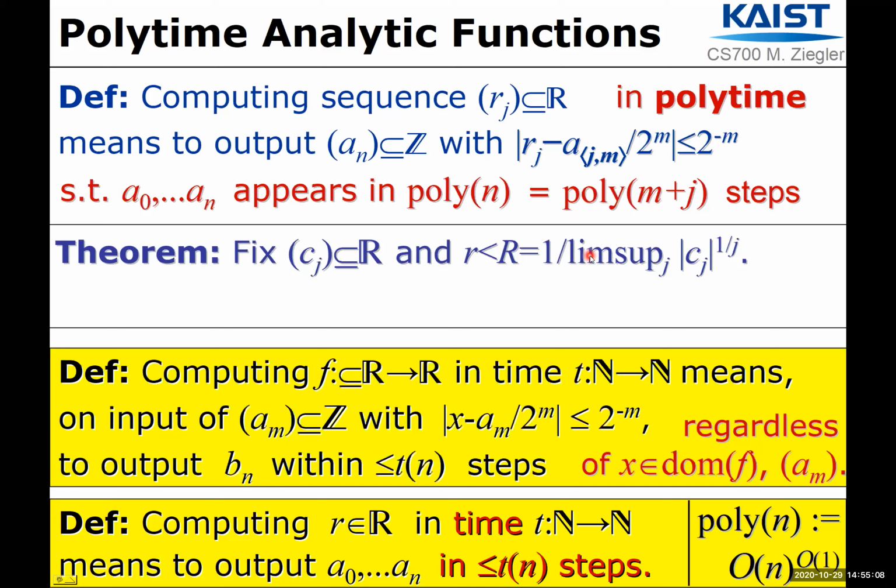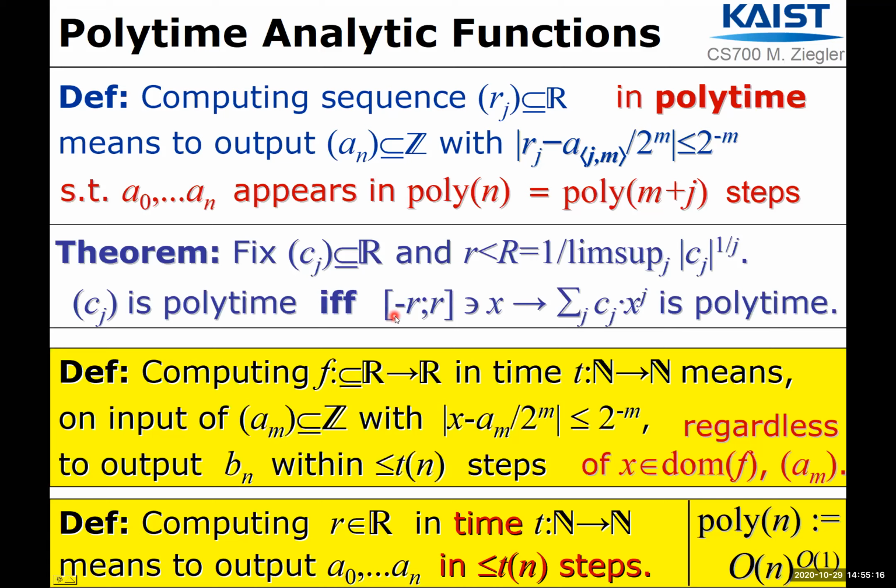That means that the power series is defined on the closed disk with radius small r, and in particular on the real interval from minus r to r, including the endpoints. The theorem says the coefficient sequence is computable in polynomial time if and only if the power series, considered as a function, as a mapping, as a transformation, when restricted to this closed interval, is polynomial time computable in this sense.